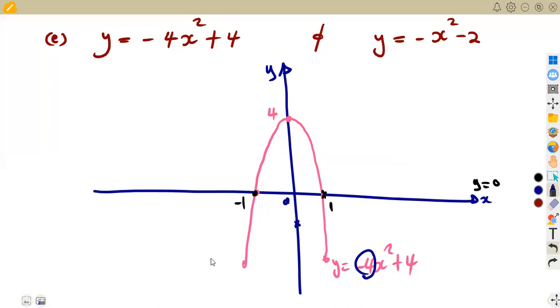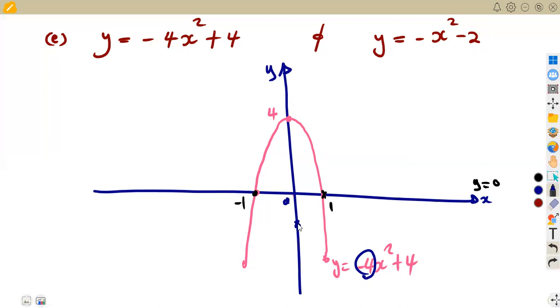y is equal to minus x squared. The graph of y is equal to minus 4x squared is going to be a little bit inside compared to this. This one is going to be outer. It's going to be a little bit outer like this. Okay, this will be inside, but it has been shifted now, -2 units.